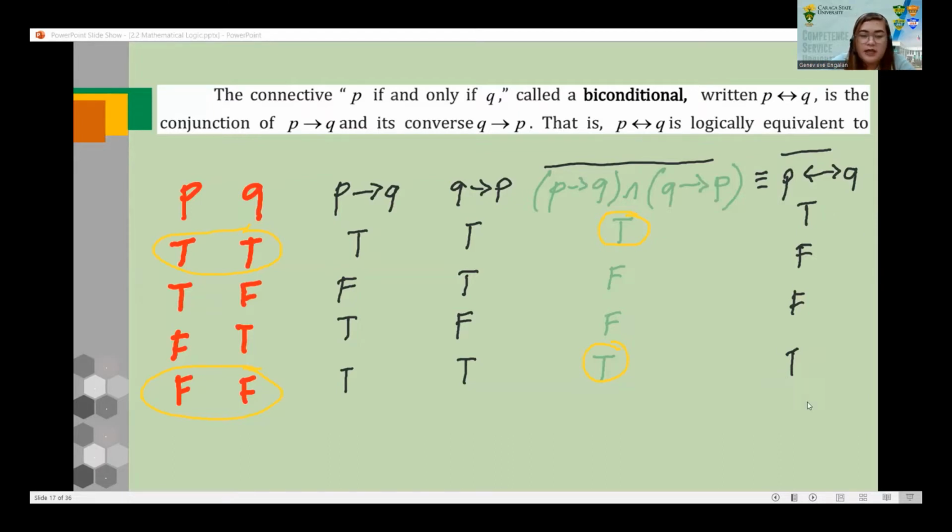So, as you can see, kung parehas sila, true, true, mahimong true, false, false, mahimong true. Pag parehas sila og truth value, they are true. Pag dili sila parehas, like this one, true, false, tapos false, true, that is false. So, biconditional, ang timan-an, pag parehas sila, true. Pag dili sila parehas, false. Okay? So, timan-i ha? Okay.